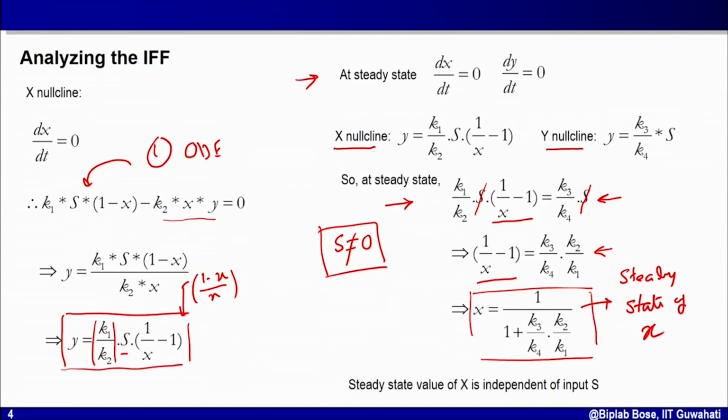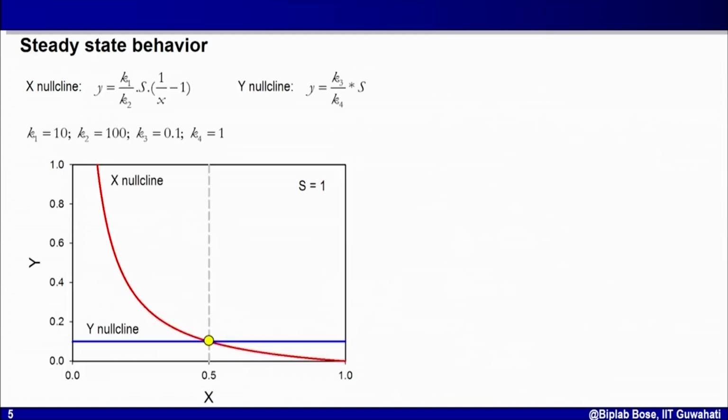So now look into the whole thing graphically. So this is my x nullcline, this is my y nullcline we have calculated. I have taken some numerical values for K1, K2, K3 and K4 because I have to draw the nullcline plots. And I have considered S equal to 1 to draw these nullclines. So this red line is my x nullcline. This blue one is my y nullcline. You can easily see y nullcline is a horizontal straight line and it will vary with S. And y has a hyperbolic relation with x, so it is decreasing with x.